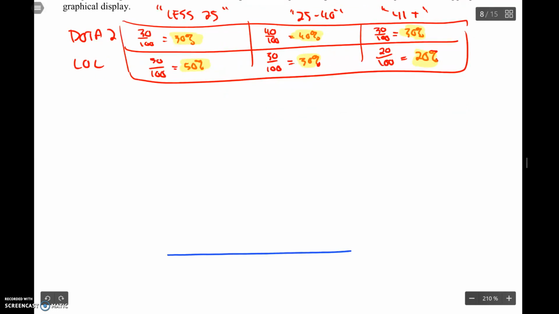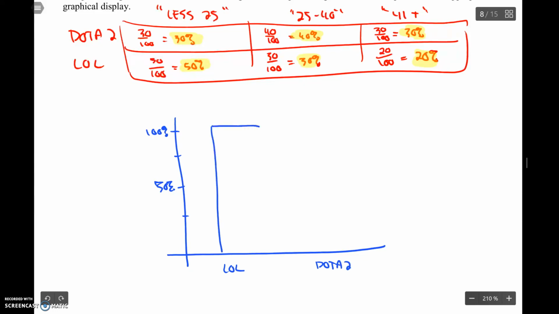I'm going to do a stacked bar graph. So this is 100%, 50%, 75, 25, and then we have League of Legends, Dota 2. And these are both going to go up to 100% because we're taking the percentage of the whole. And then we're going to segment it off for the different age brackets.